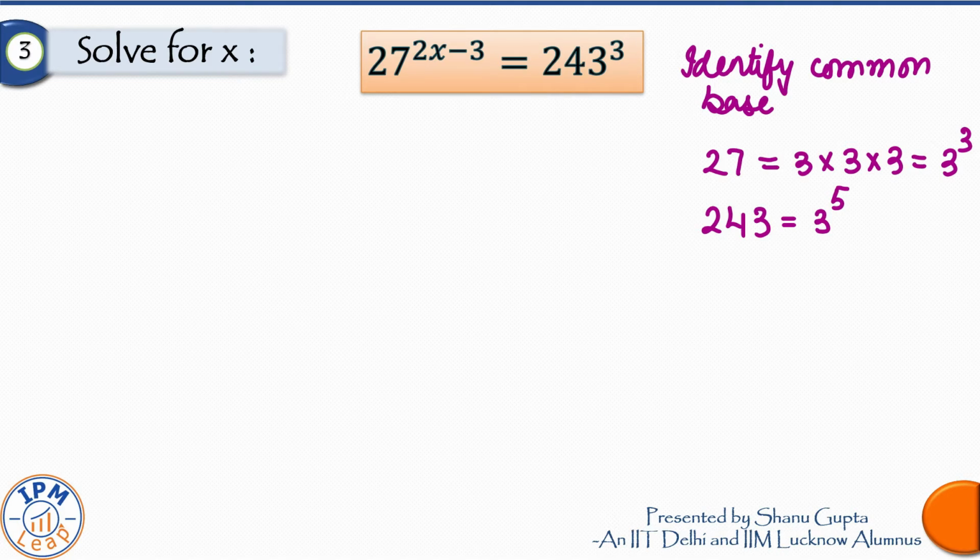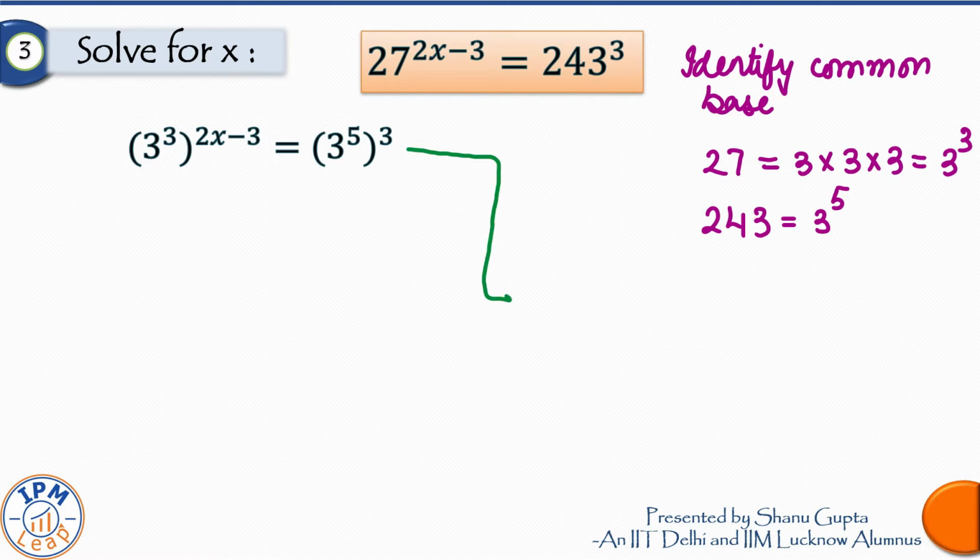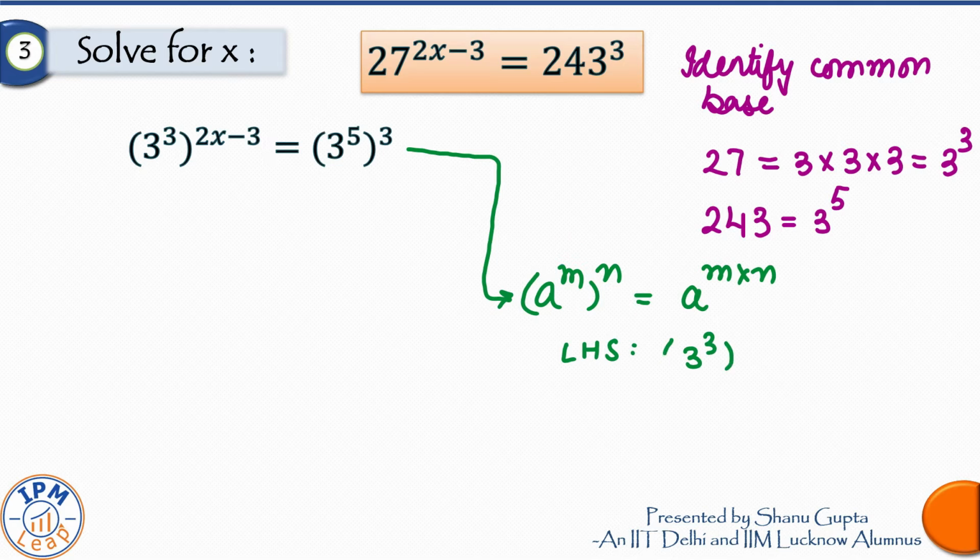Let us rewrite this equation in base 3. 27 is 3 raised to the power of 3 and 243 is 3 raised to the power of 5. So we get 3 raised to the power of 3, whole raised to the power of 2x minus 3, is equal to 3 raised to the power of 5, whole raised to the power of 3. Again, we can use the power of a power rule of exponents to simplify this equation. a raised to the power of m, whole raised to the power of n, is equal to a raised to the power of m into n. So on the left hand side, we have 3 raised to the power of 3, whole raised to the power of 2x minus 3.